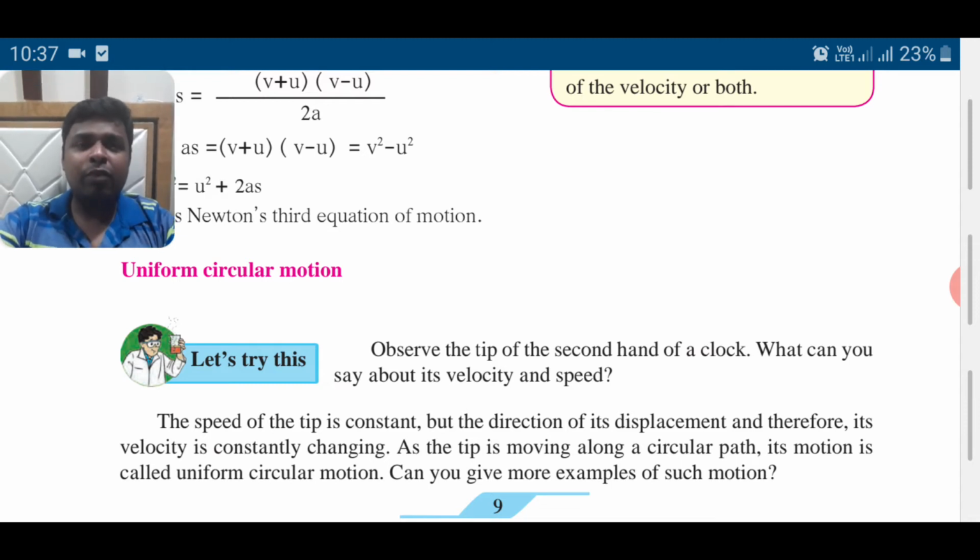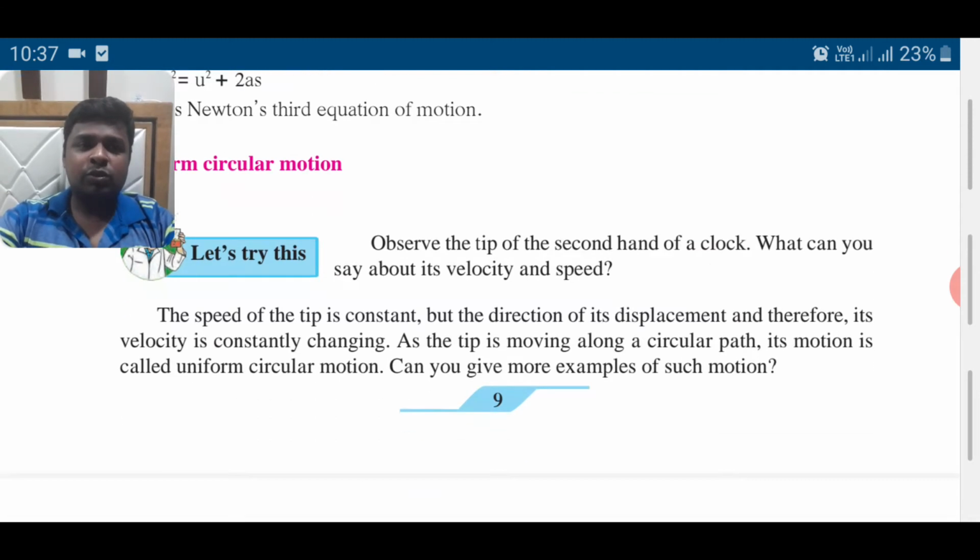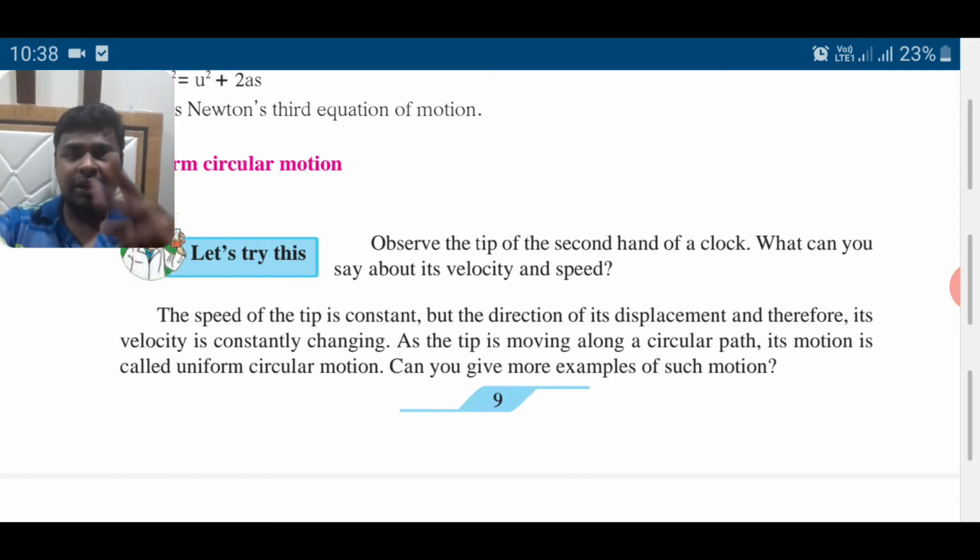So this is uniform circular motion. Observe the tip of the second hand of the clock. If you look at the clock, it has two hands. One is the second hand and another is the minute hand. That you can observe. There is an hour hand also, but the second hand, if you see, moves very fast.